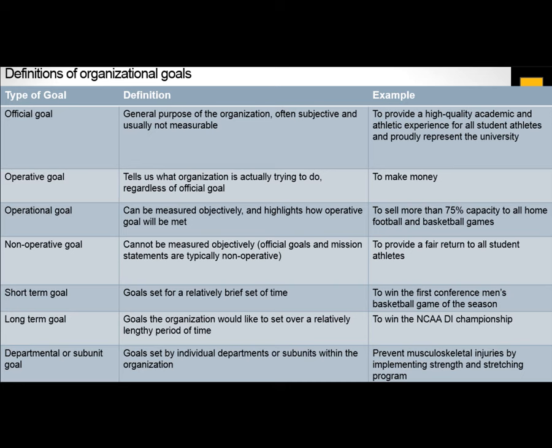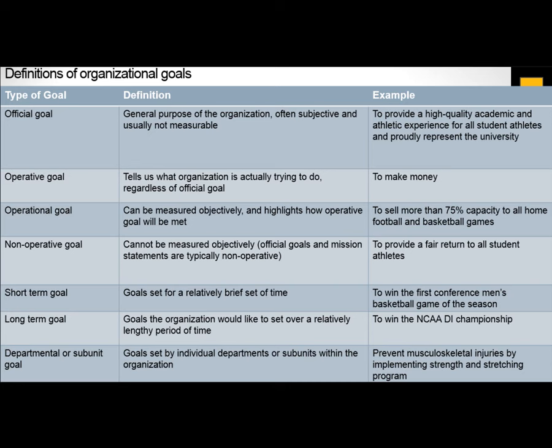Well, what if we have an operative goal? And that's what that organization is really trying to do. Maybe we have a third party that's coming in and managing the athletic training room. An example of what they might be trying to do is to make money. So they might be putting some things in place, maybe a physical therapist, somebody that is able to bill for more services because they're able to do that now. They're able to make money in that athletic training room.